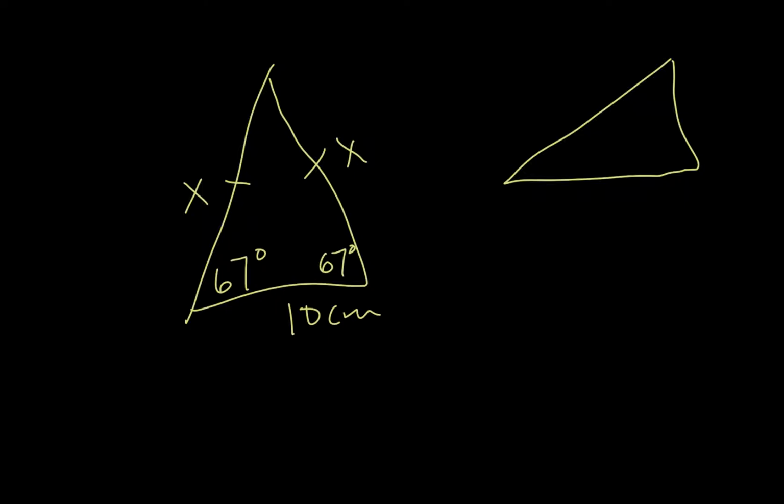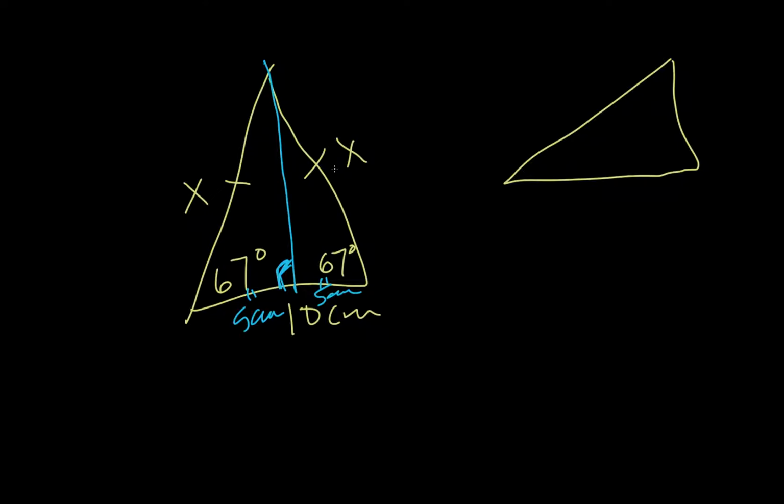A property of isosceles triangles is that if we drop this down, your book has a better picture of that, it creates a perpendicular bisector right here. It's going to cut this perfectly in half, so that's going to be 5 centimeters and 5 centimeters, cutting that 10 in half perfectly. It also cuts these angles in half up here.